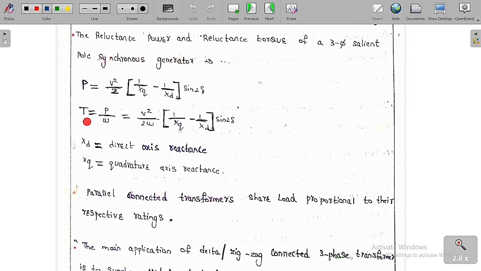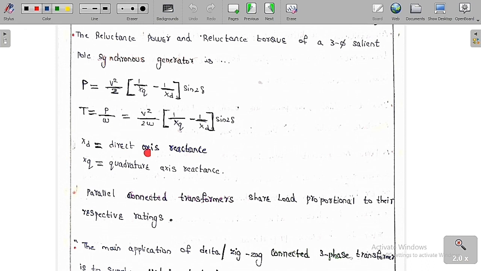See, the torque is the reluctance torque in a three-phase salient pole synchronous generator. This formula I have already told you, T is equal to V square by 2 omega into 1 by XQ minus 1 by XD into sine 2 delta. So P is equal to T into omega. If you multiply T into omega, you are going to get the expression of the power.